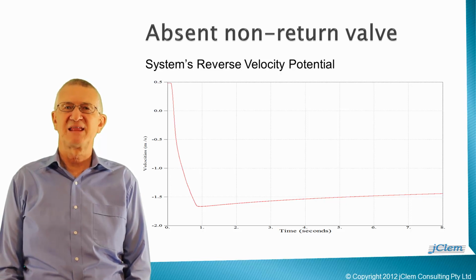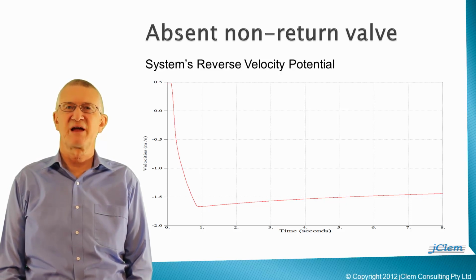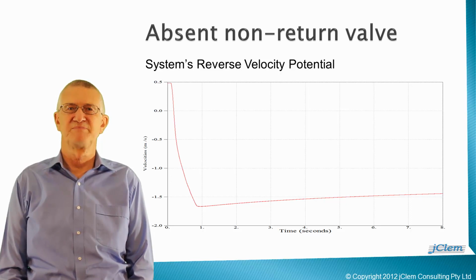Here we are looking at the potential of this system to generate reverse velocity for the scenario of one pump stopping and the other pump continuing to operate. Note that it is the water system that governs the maximum deceleration and potential reverse velocity through a non-return valve. The non-return valve itself is just a device that responds to this characteristic of the water system.